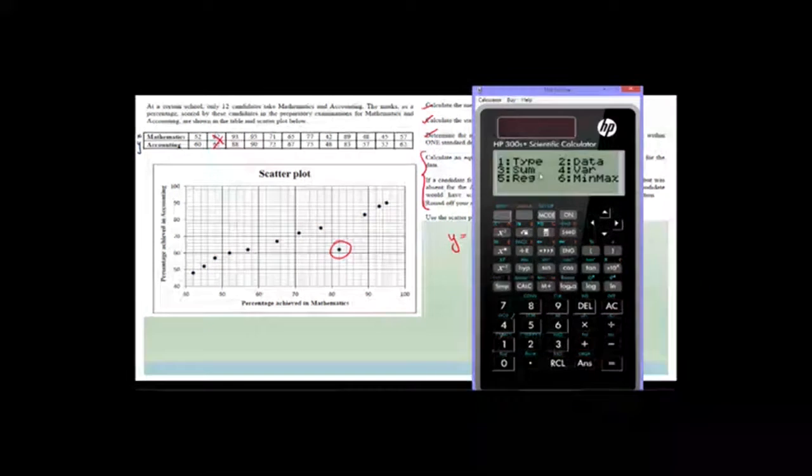Then remember, we're going to go find the number one, the stat. We go shift and we go stat, and then we need reg, because it's a linear regression. That reg stands for regression, actually. So we choose 5, and then we want the a value. So the a value is 1, and you say equals, and it's 20.18.